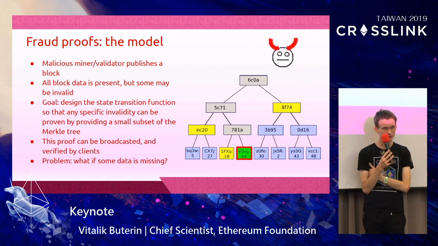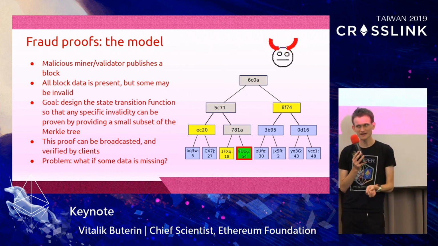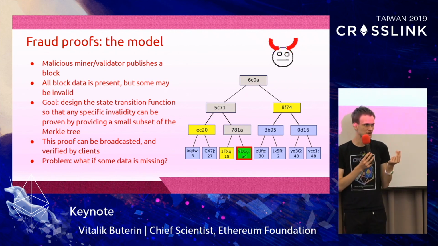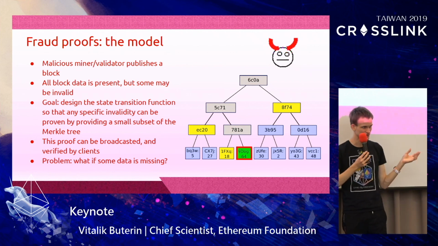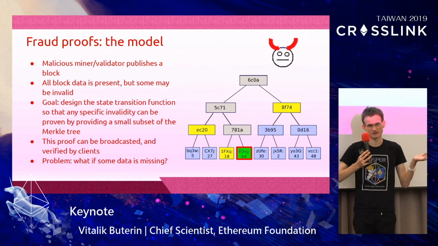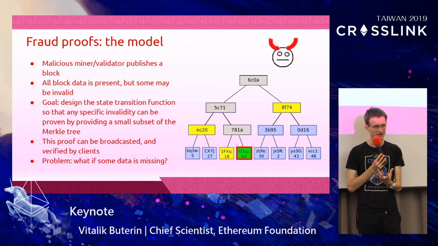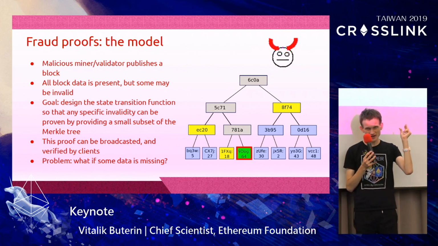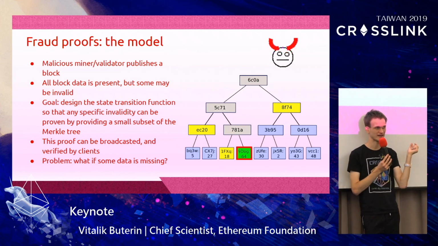Now, fraud proofs, even by themselves, have one huge weakness, which is, what if data is missing, right? What if a block maybe is correct, maybe is incorrect, but you can't tell because the entire block data has not been published. Maybe only the header and 3/4 of the block have been published. The block could be invalid, but because you don't know what the rest of the data is, you can't tell whether or not the block is invalid. Now you could have someone notice that that particular part of the block is missing, and then they publish a message saying, hey, look over here, I can't find this data.